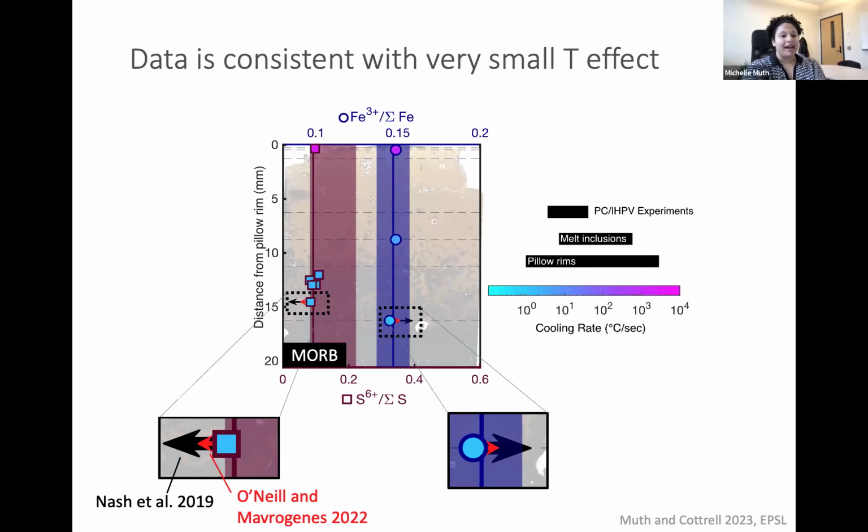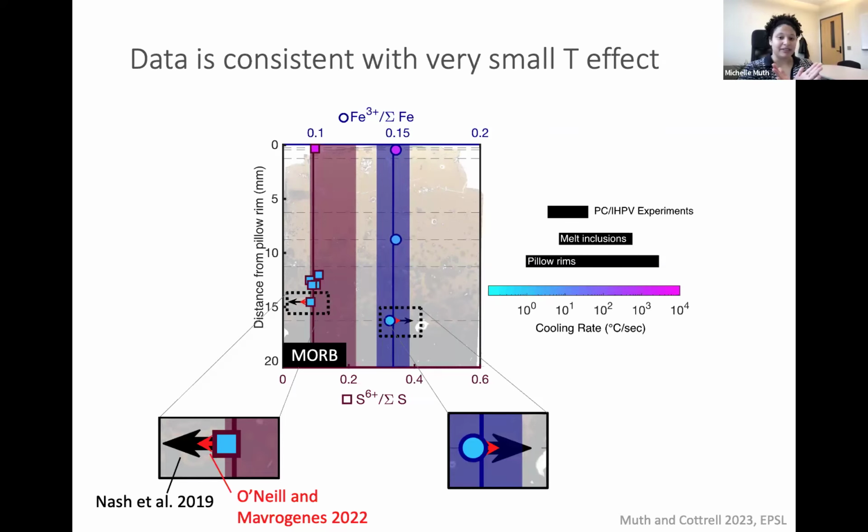So we can get back to the initial model that I discussed, which is this model of Nash et al. Shown in the black arrow that suggested that there was a very large temperature effect on the equilibrium exchange between sulfur and iron. What this black arrow is showing is our calculation of the worst case scenario cooling effect in this sample. So this is what would happen if you were able to effectively cool the high temperature silicate melt all the way to the glass transition temperature around 700 degrees Celsius.